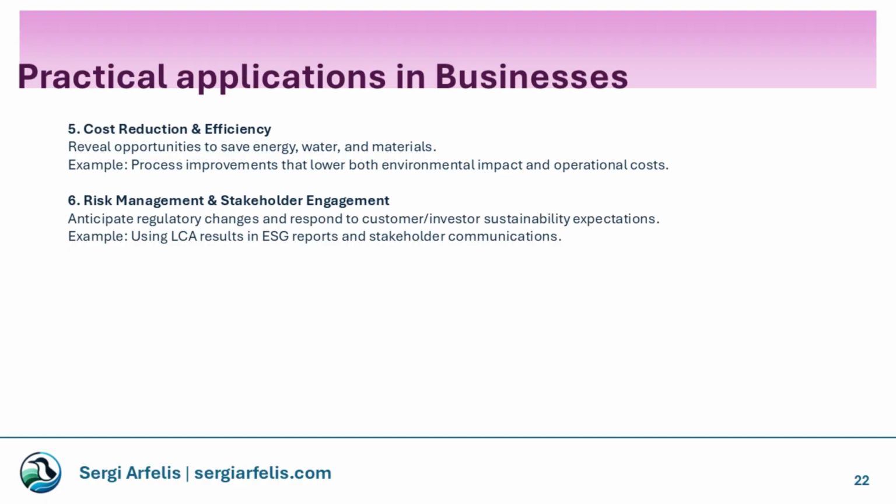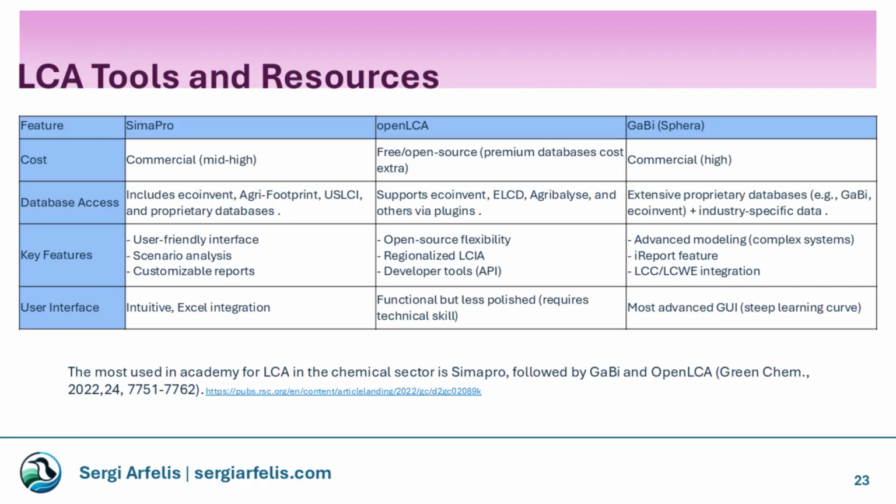modern sustainable business strategy. When comparing the leading LCA tools, SimaPro, openLCA, and GaBi, each offers distinct advantages tailored to different user needs and budgets. SimaPro is a commercial tool positioned at a mid to high price point. It provides access to a wide range of databases, including EcoInvent, AgriFootprint, LCIA, and various proprietary sources. Its main strengths are a user-friendly interface, robust scenario analysis capabilities, and customizable reports. SimaPro also integrates well with Excel, making it intuitive for users familiar with spreadsheet-based workflows.